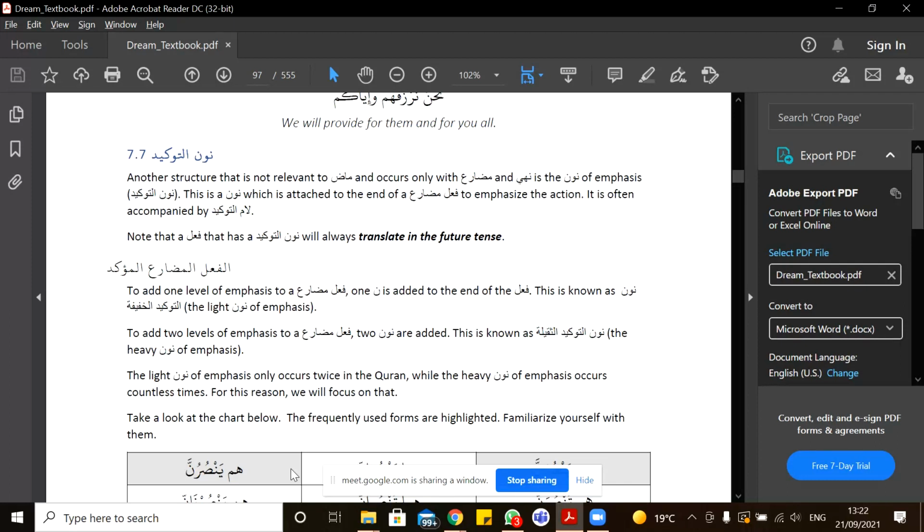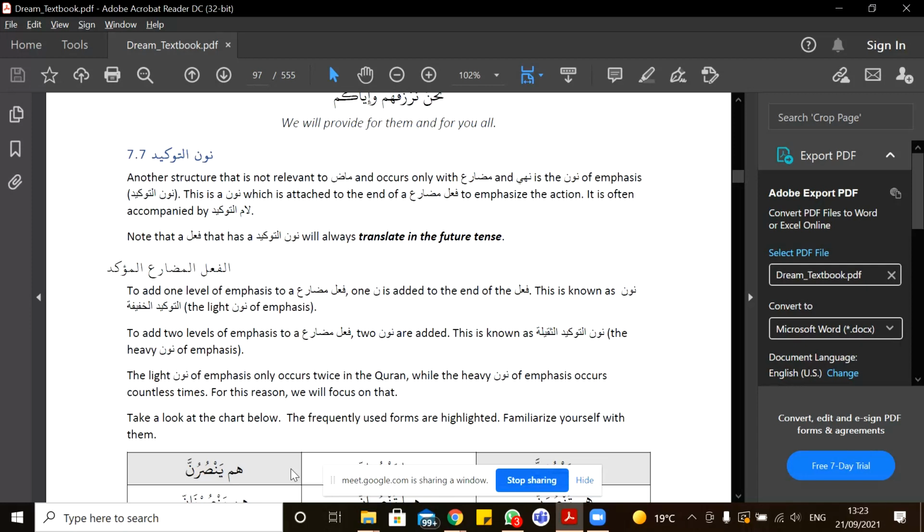So when we're doing a fi'l mudari, we see that some of the endings for the fi'l mudari already have a noon, and some don't. All the pairs, huma and antuma, the four pairs, have a noon ending. Similarly, for the plurals, hum, hunna, antum, antunna, they all have a noon ending. But the singulars, huwa, hiya, anta, do not have it, but anti has a noon ending. Similarly, ana and nahnu don't have a noon ending. So some have a noon ending and some do not.